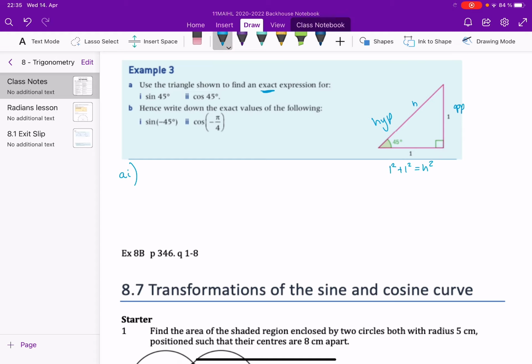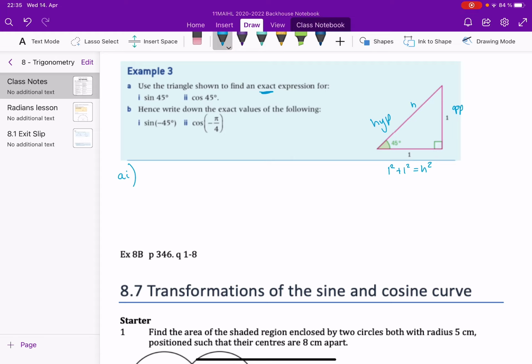Now, we're talking about exact solutions. I don't want to get a decimal, so I'm going to keep it in terms of square roots. 1 squared plus 1 squared is 2. And if I square root that, I will get the square root of 2. Okay, so sine 45, the opposite divided by the hypotenuse, would be 1 over square root of 2. For being very good students, we will rationalise our denominator, won't we? So that's timesing the top and the bottom by root 2, which gives us root 2 over 2.